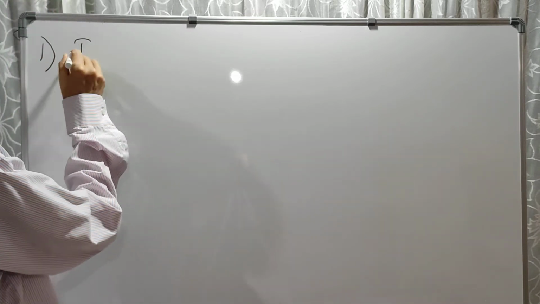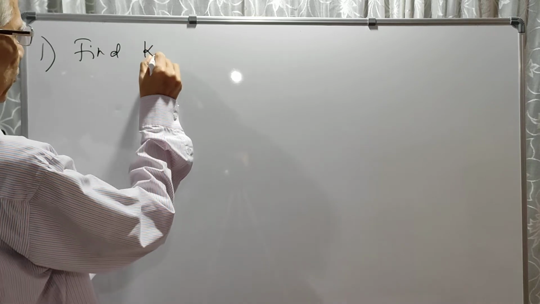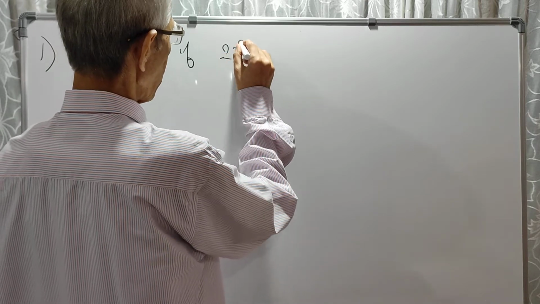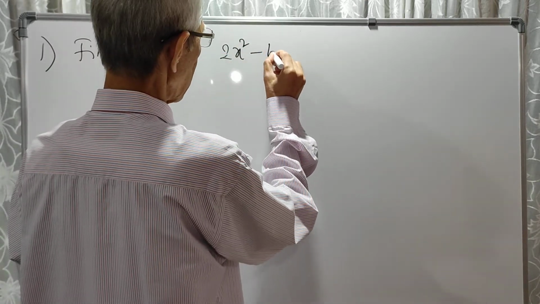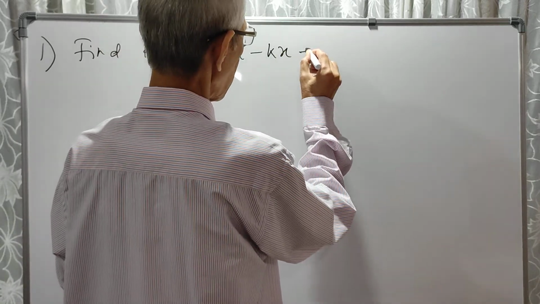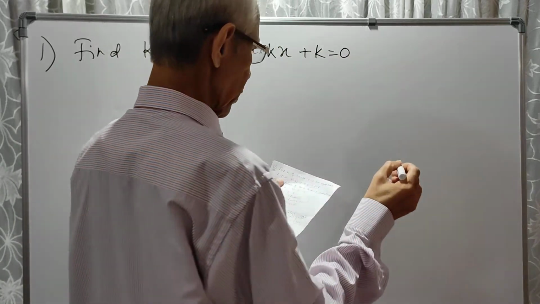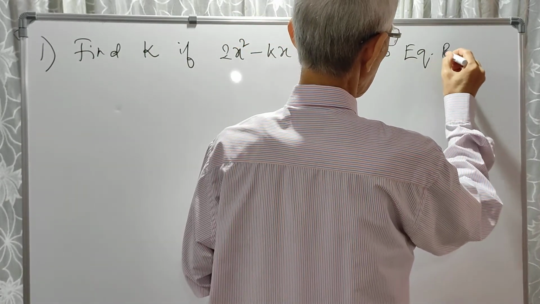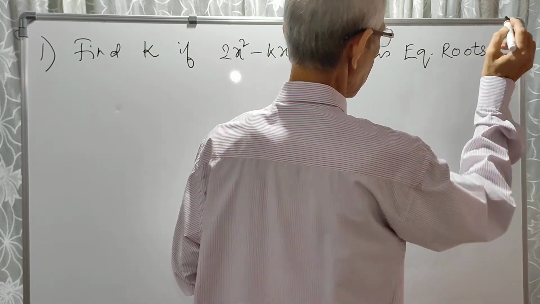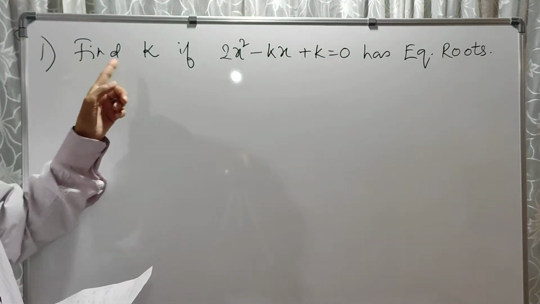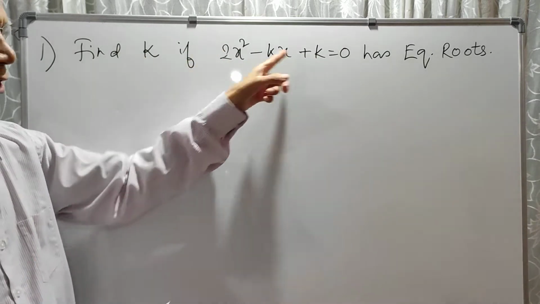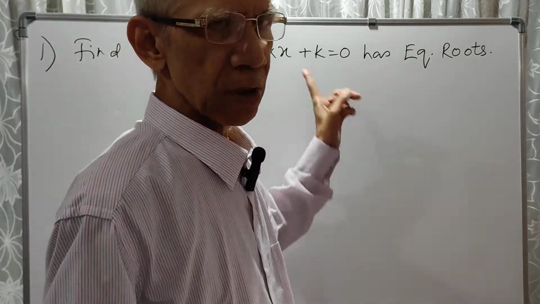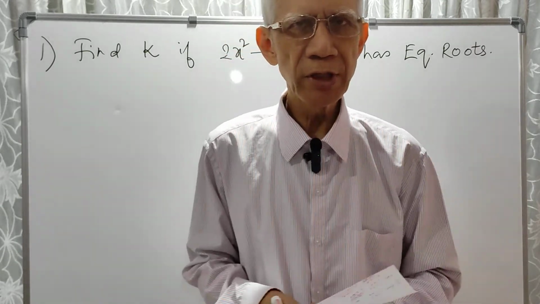Find the value of k if 2x square minus kx plus k equal to 0 has equal roots. So this is the question: find the value of k if this quadratic equation 2x square minus kx plus k equal to 0 has equal roots. So here we are going to use the concept of discriminant.